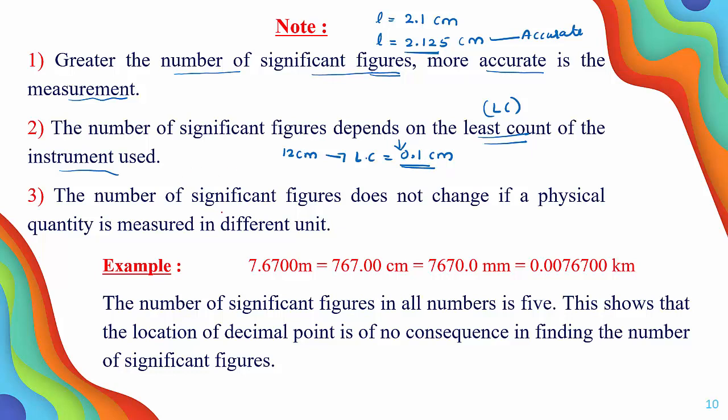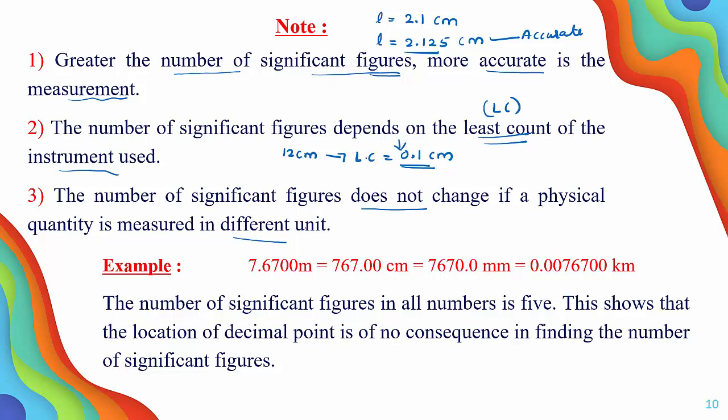Then third point, the number of significant figures does not change if a physical quantity is measured in a different unit. Suppose length I am going to take in terms of millimeter, centimeter, meter, kilometer. I am going to measure the physical quantity with different units, but the significant figure does not change. Either you can use meter or kilometer or millimeter, but the significant figure remains constant.